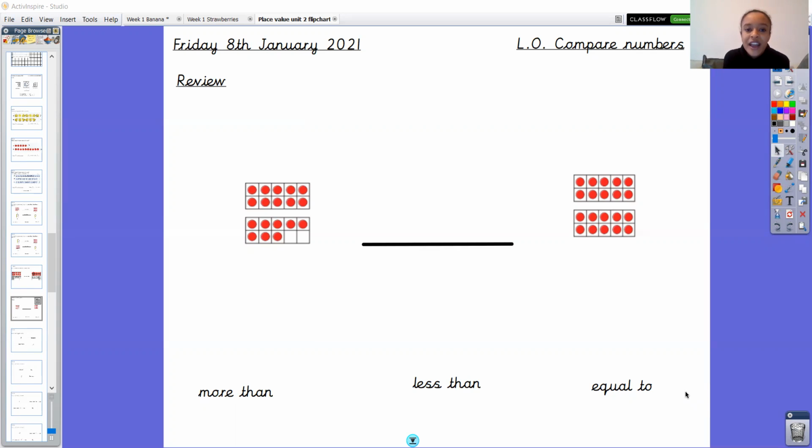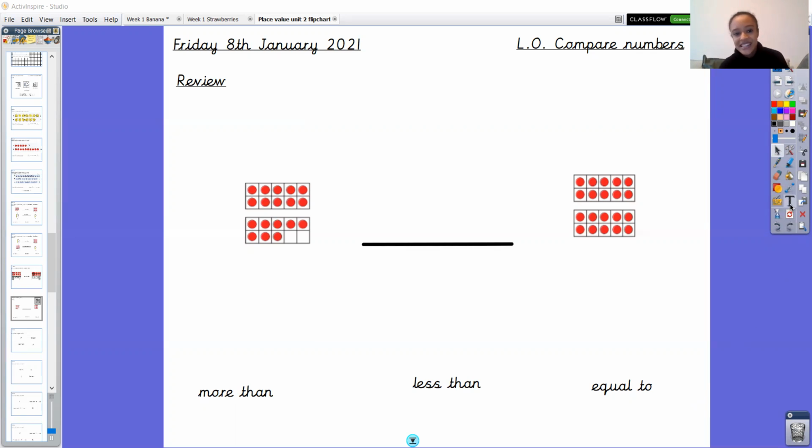So this morning, I'd like you to think about what might go in the middle of these two pictures, okay? More than, less than, or equal to. You don't need to write this one down, just have a chat with whoever is at home with you, or just have a think about it yourself. Okay, so pause the video and have a quick go at that and then we'll talk about it together.